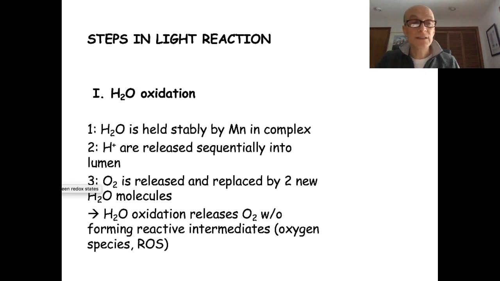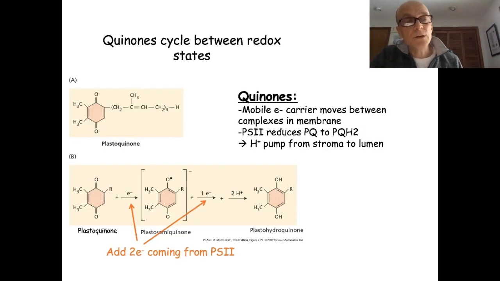All right, so that's the first step: water oxidation along this enzyme complex. The second part along this transport chain that I pointed out at the very beginning are the quinones or plastoquinones.